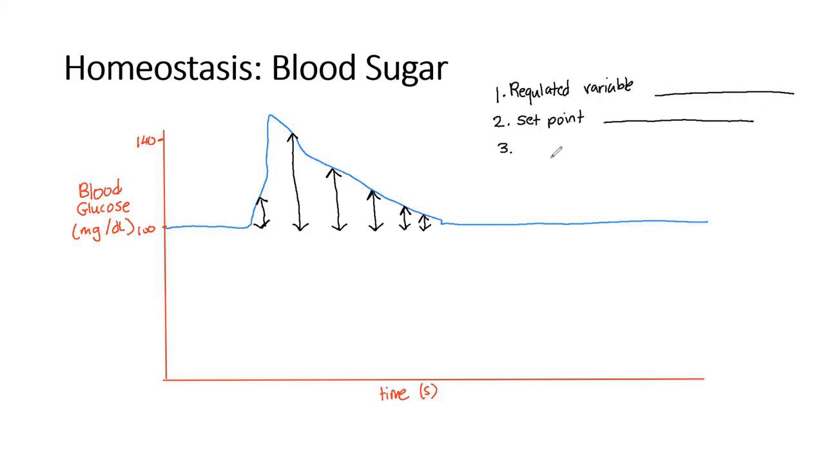Our third term was negative feedback. So based upon how we just described negative feedback, how would you define that relevant to this example? And then the fourth one we had was the error signal.